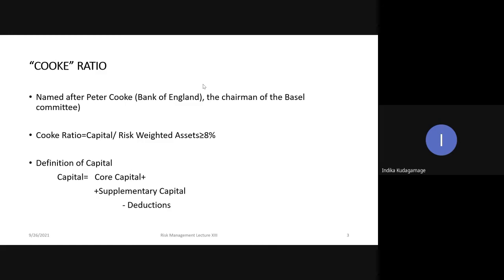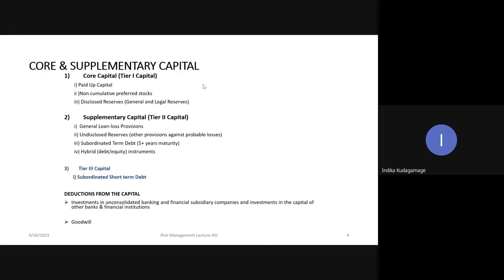What is the definition of capital? Capital is core capital plus supplementary capital. We have other words, tier 1, tier 2, and tier 3 capital, minus deductions. These are the different instruments that come under the capital, right? What are they? Core capital, tier 1 capital, paid up capital, that is our share capital, paid up share capital. Then non-cumulative preferred shares or preference shares.